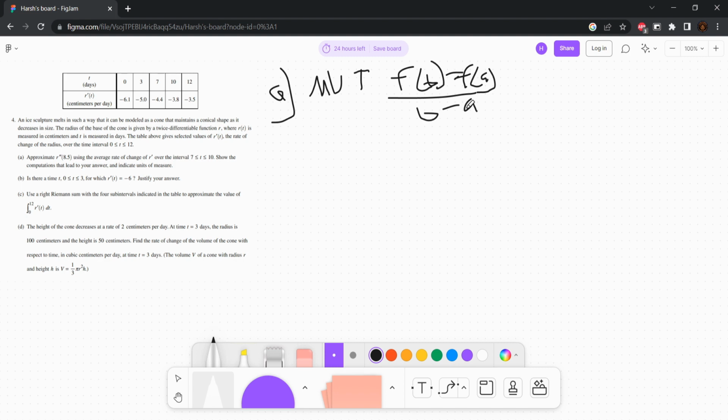And if we plug in the values, t will be our b minus a, as those are our constants. So f of b at 10 is negative 3.8 minus negative 4.4, as that is the value at 7, and then it's over 10 minus 7. And then you'll get negative 3.8 plus 4.4, which is 0.6 over 3, which is equal to 0.2.